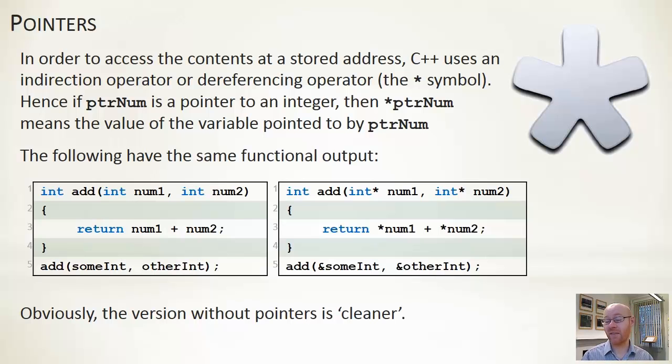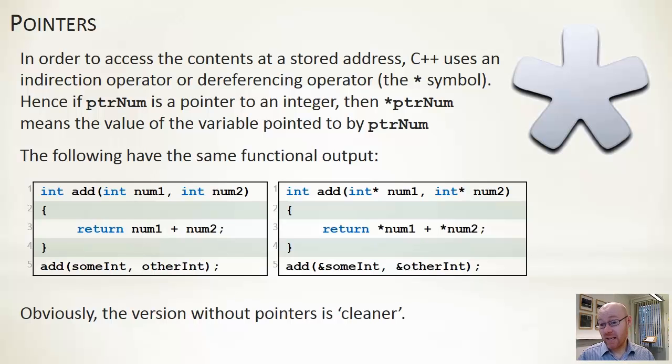And you can see in line 5 when we're calling it, in this case we have to pass in an address. We can't pass in an integer because it takes effectively a pointer, it takes an address as the parameter. So here we're adding the address of some int and the address of some other int. Now obviously the version without the use of pointers is cleaner, but I just want to show you something that is equivalent. It does raise the question of why would we use pointers?